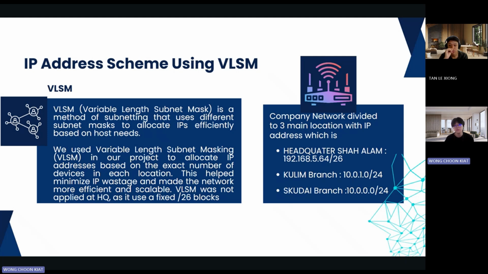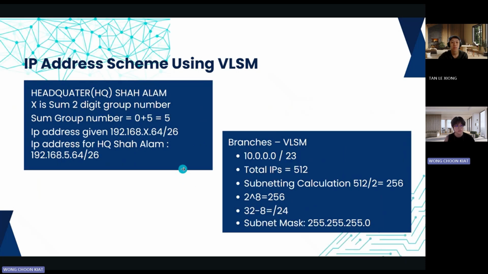For the company network, we are divided into 3 main locations, which are headquarters Shah Alam, Kulim branch, and Skudai branch. Since our group number is 05, we are using 0 plus 5 equals 5. The headquarters Shah Alam IP address will be 192.168.5.64. For the branches, we are using 10.0.0.0. The total number of IP addresses will be 512.